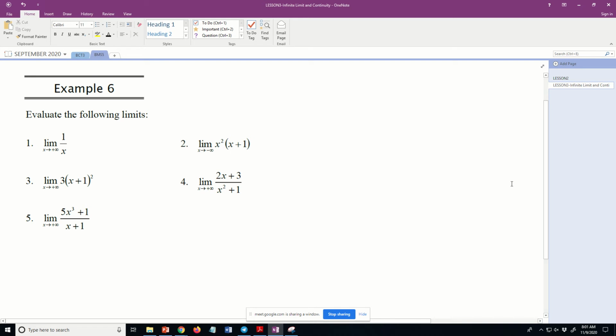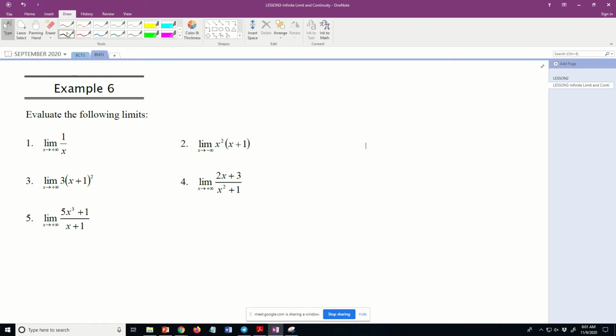First, what we need to remember here. Apa yang kita kena tahu di sini? What we need to really remember is 1 over infinity. 1 over infinity is 0. Ini yang kita kena really remember. By knowing this, we can solve many problems. This is a very important statement: 1 over infinity is equal to 0. Ini yang kita kena tahu.